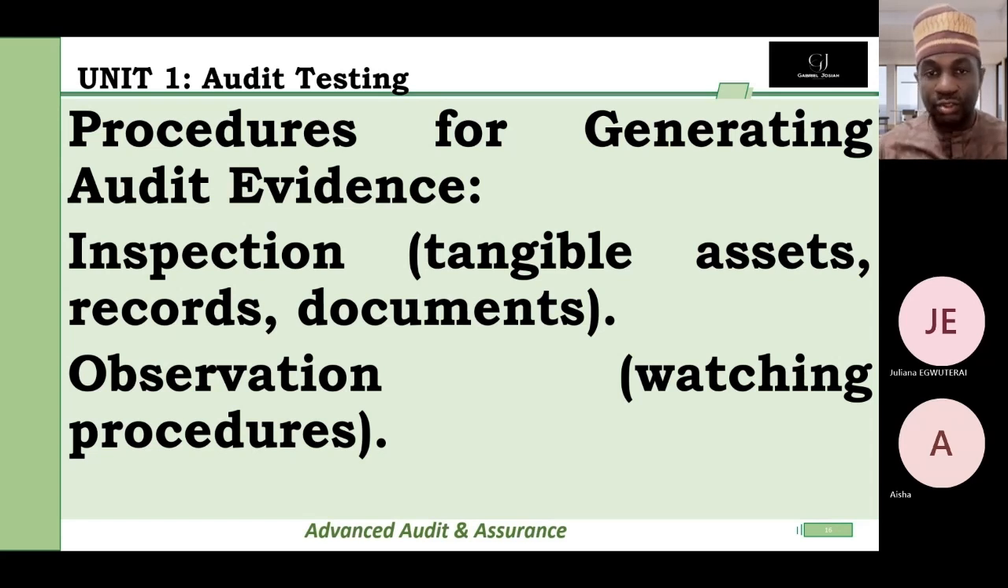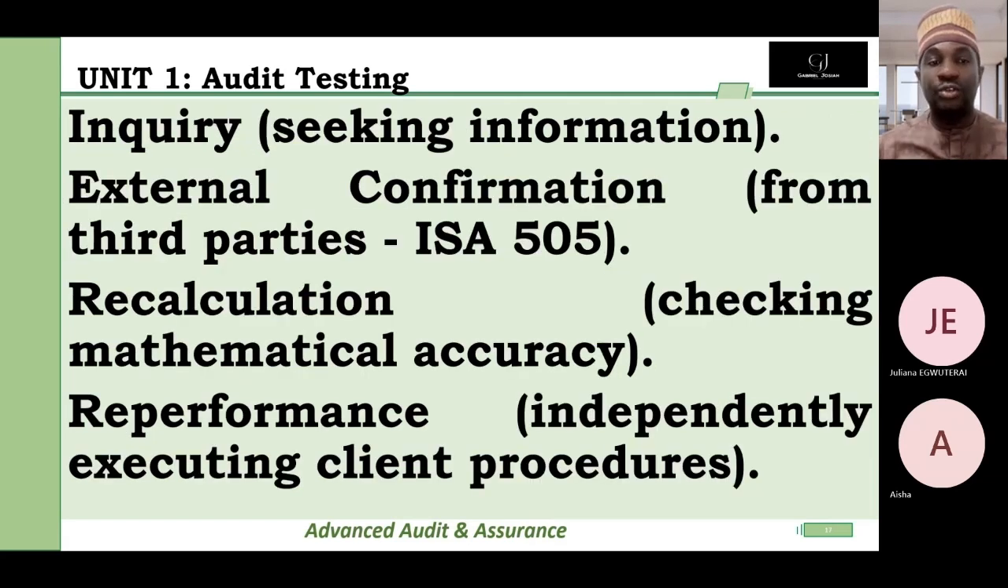Observe, watch procedures, let them walk you through. So these are the processes of generating evidence. And don't forget, anything that is not documented is not done. It's not evidence. Okay, I heard, they told me, that is not evidence. If it is not documented, it is not evidence. Very, very important. Inquiry. You need to seek information. External confirmation from third parties is covered in ISA 505. So external confirmation is very important.